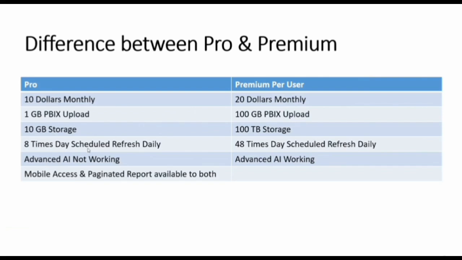And see, 8 times schedule, and advanced AI is not working in Pro, but in case of Premium, advanced AI is working. And this last point falls under both, but you can tell that paginated reports are available in Pro and Premium as well, and mobile access is given to Pro and Premium as well. Okay, so these are the five top trending questions which were asked in the second technical round, or even when I take the interview, that time I also ask these questions.